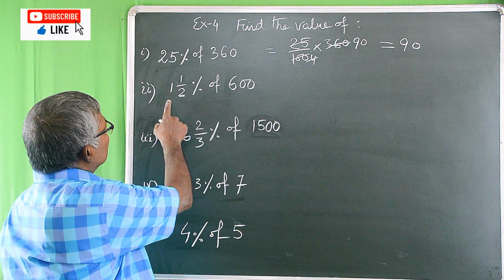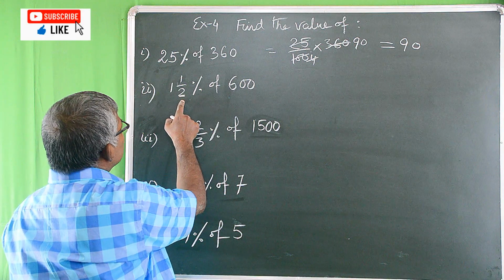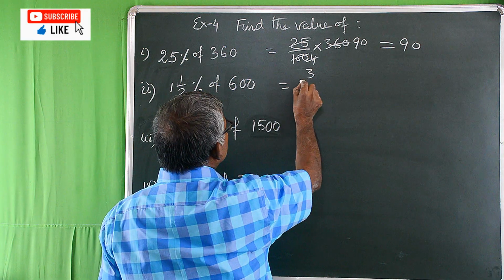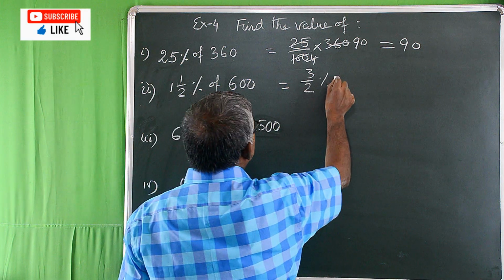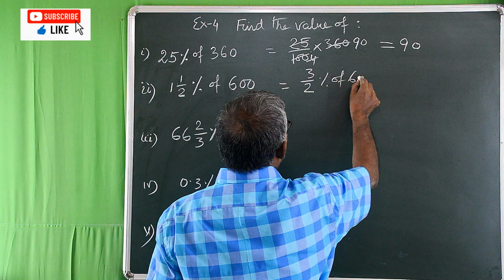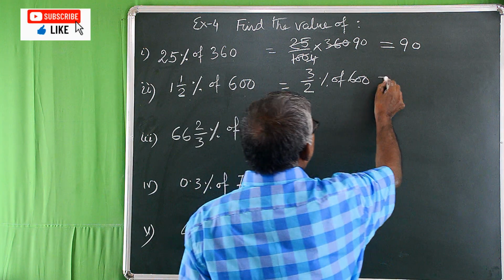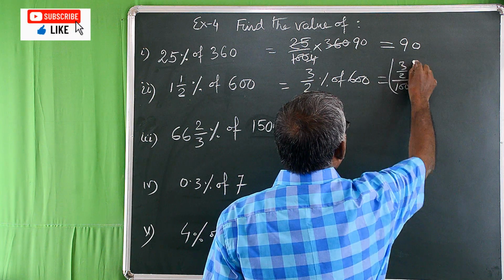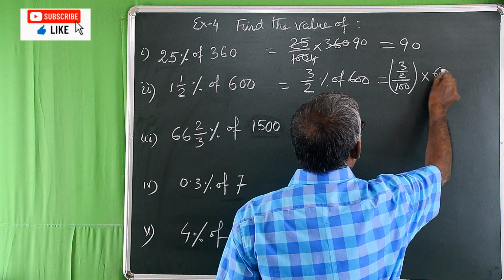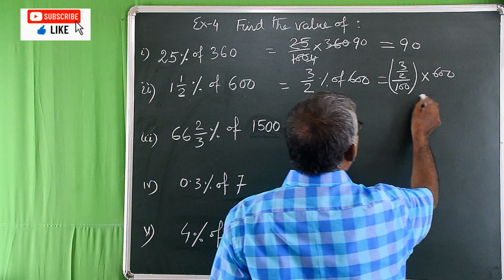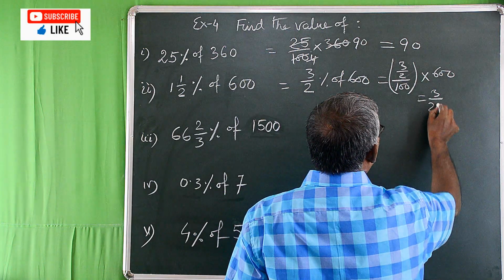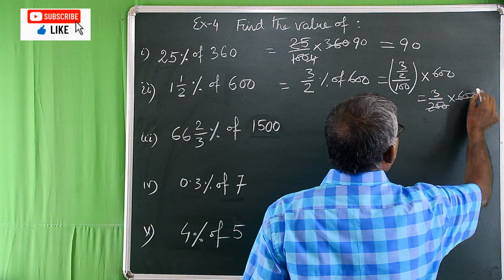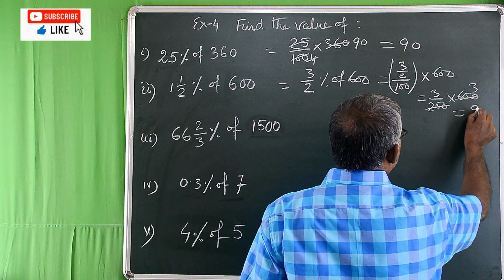Now the problem is 1 whole 1 by 2% of 600. So this can be written as 3 by 2% of 600. This can be written as 3 by 2 by 100 into 600, equals 3 by 200 into 600. Here it equals 9.